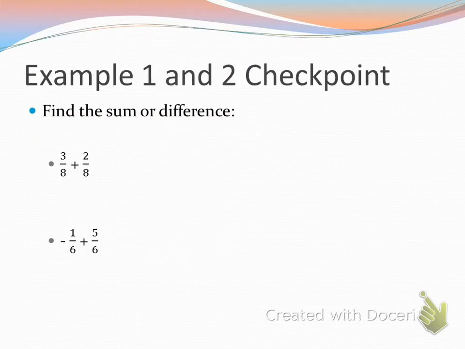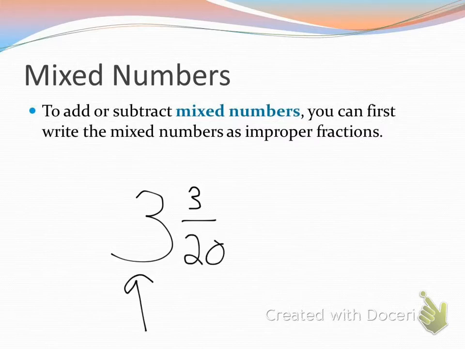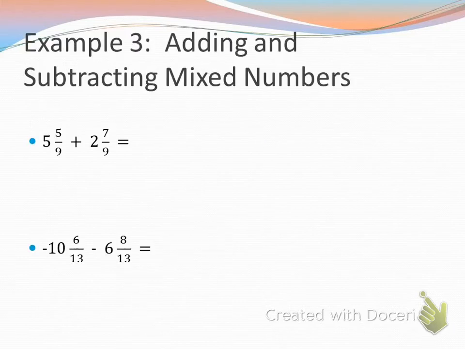Okay, we're going to skip over the checkpoint because we've already done a couple practices. All right, so now let's talk about mixed numbers. What is a mixed number? What does it have out in front of the fraction? It's got a whole number, so this is just one example of a mixed number. 3 and 3/20, okay, because it has this whole number out in front of the fraction. That's a mixed number.